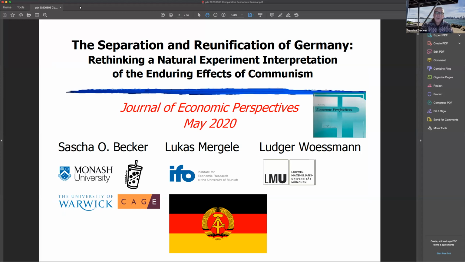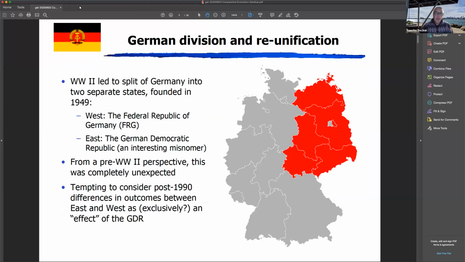And what we do in this paper is that we look at German division and reunification. What happened there, a bit of a historical look back, is that after World War II, Germany was split in two parts, and the western part was called the Federal Republic of Germany. All that happened in 1949. And the eastern part was called the German Democratic Republic, one of my favorite misnomers in history.